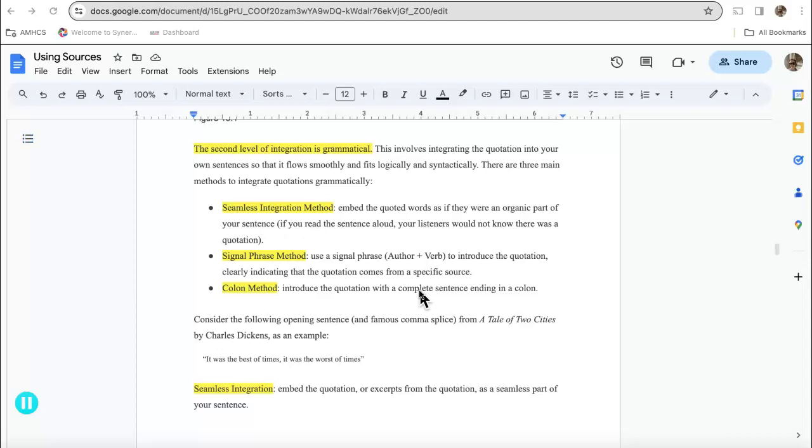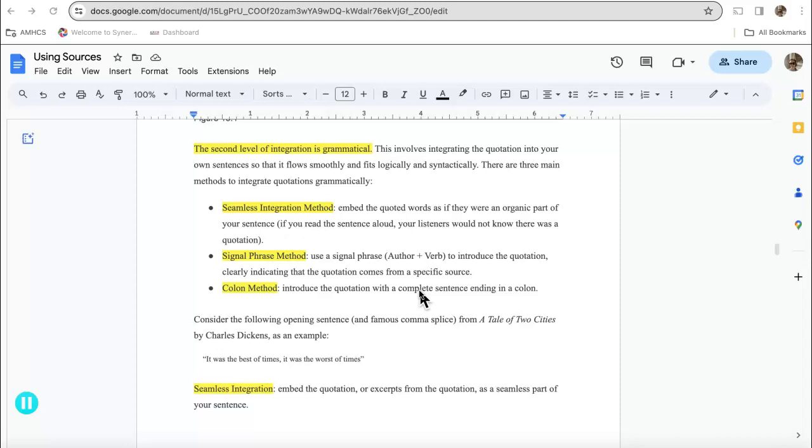One of them is called seamless integration, and here's where you embed quoted words as if they were an organic part of your sentence. This is a little more difficult to do, but it can be done. You're all big kids, you can do this. The second one is the signal phrase method, and this is where you use an author plus a verb to introduce the quotation. And that you're clearly labeling that the quotation comes from a specific source by doing that.